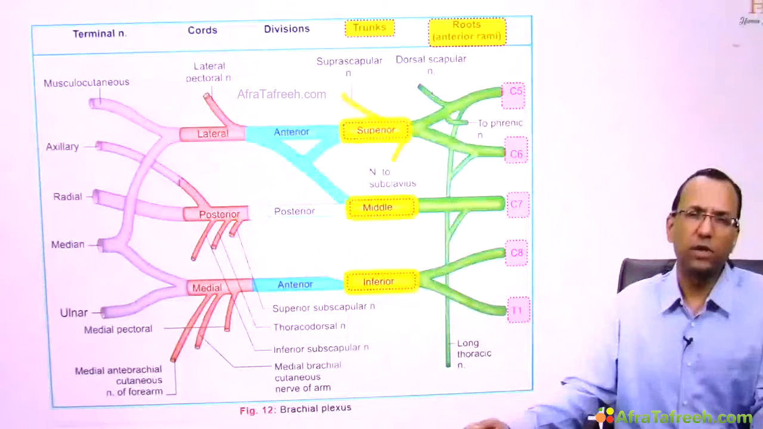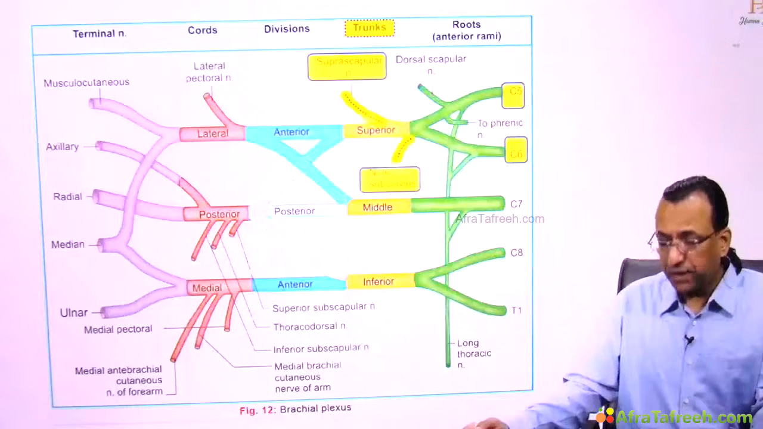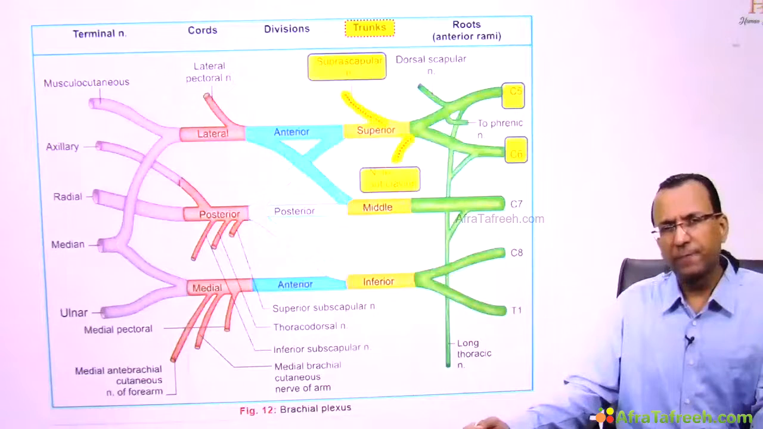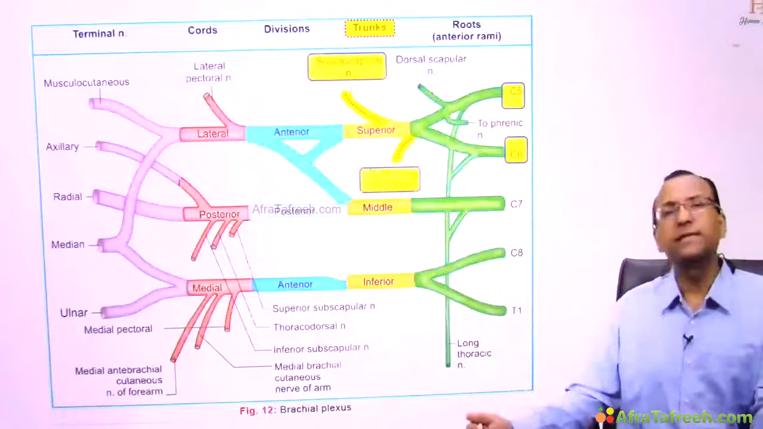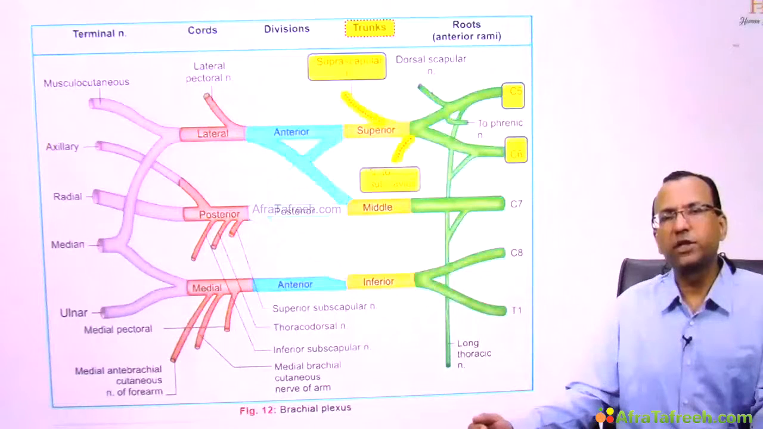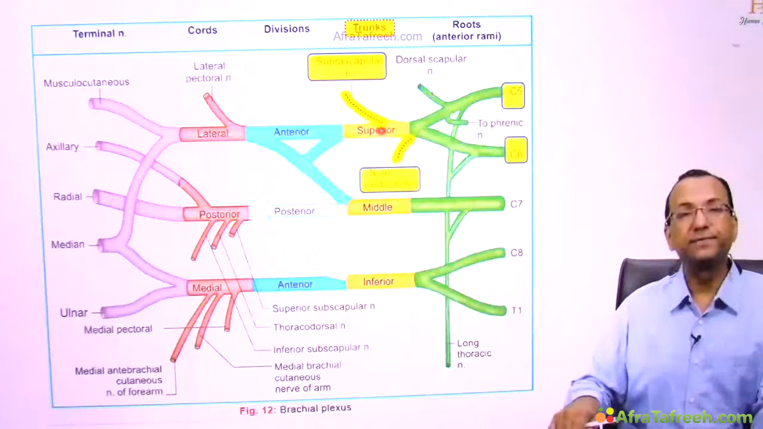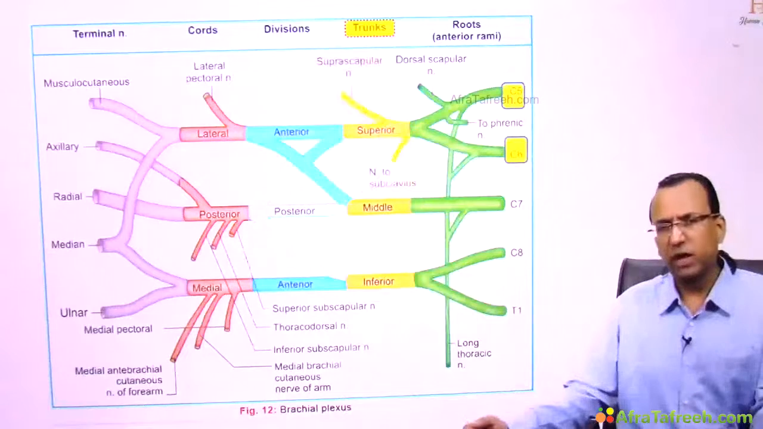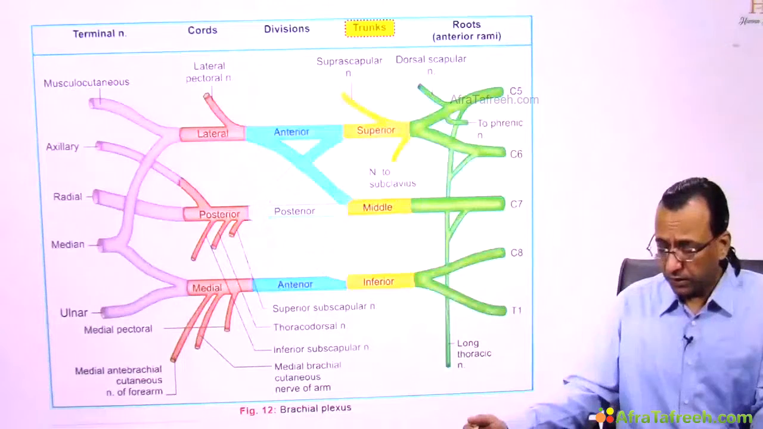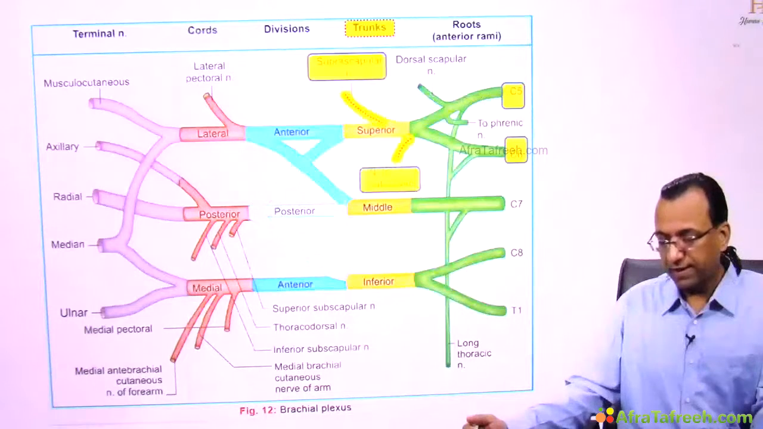There is a question asking what are the branches of the trunk. You see, there are two branches from the upper trunk: the suprascapular nerve and the nerve to subclavius. If you remember, we have discussed the suprascapular nerve and supraspinatus and infraspinatus muscles already. We did not discuss the nerve to subclavius. That is why a question has come regarding that.